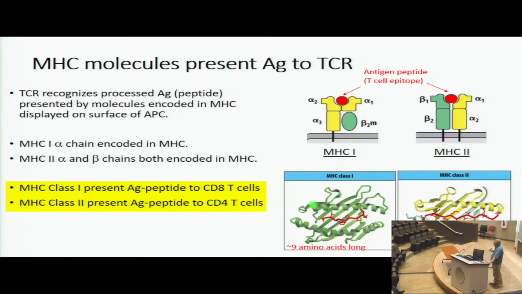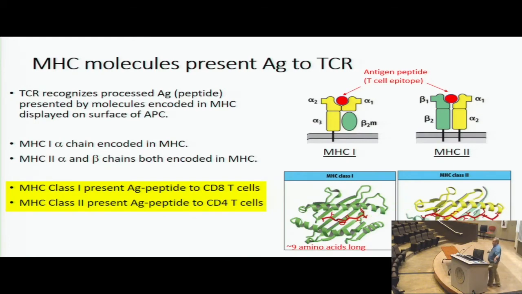And you'll see that the MHC molecule has these two alpha helices that sit on a platform of beta strands. And the antigenic peptide sits inside that cleft. So the red thing there is a peptide that's sitting in an MHC molecule. They're around 8 or 9 amino acids long, and for the T cell, these are called epitopes.